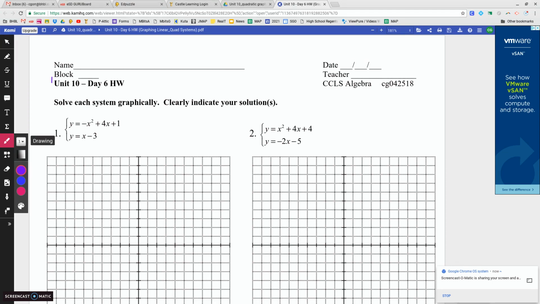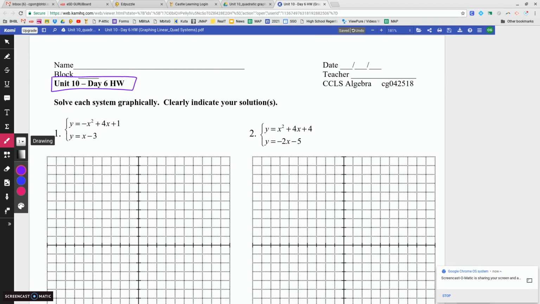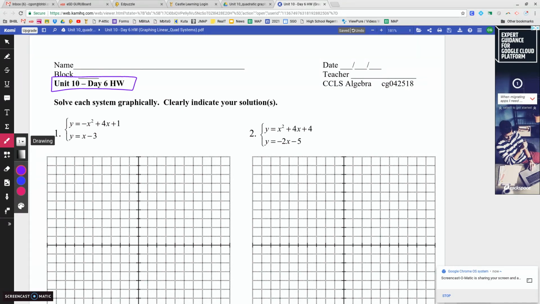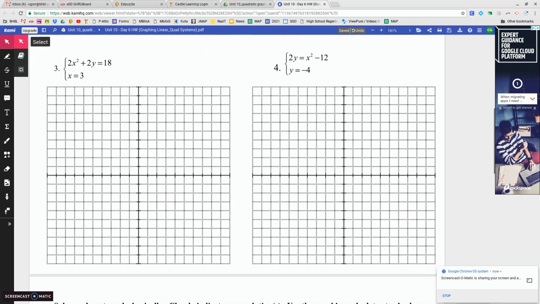Today we're going to be talking about our Unit 10 Day 6 homework, solving systems of equations graphically and algebraically. So the first thing we're going to talk about is we're going to skip down to problem 3.